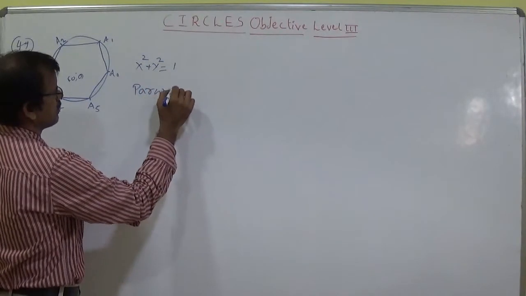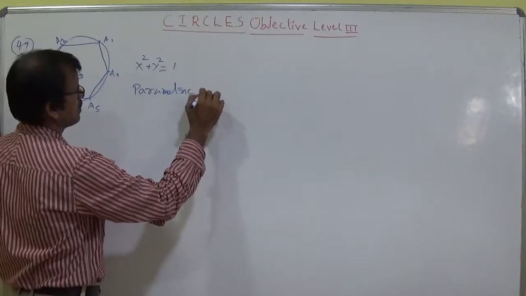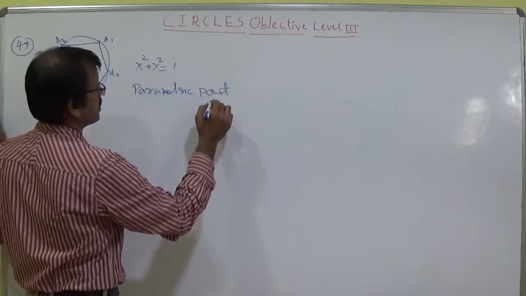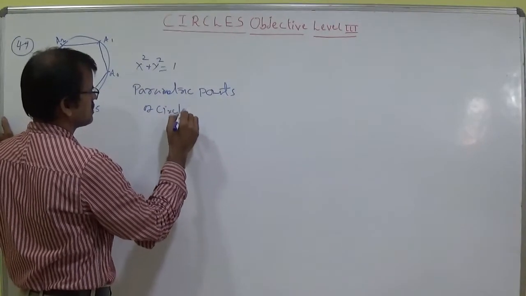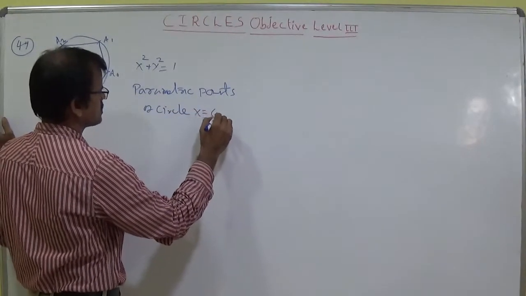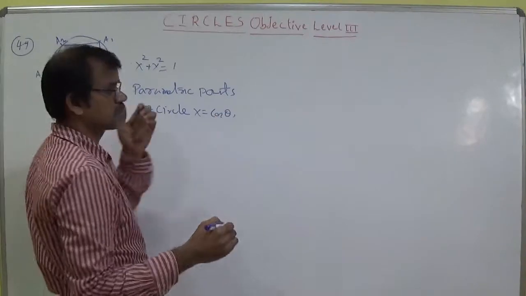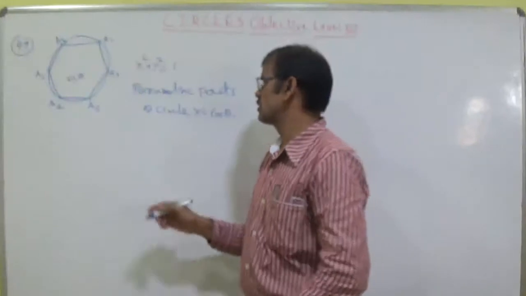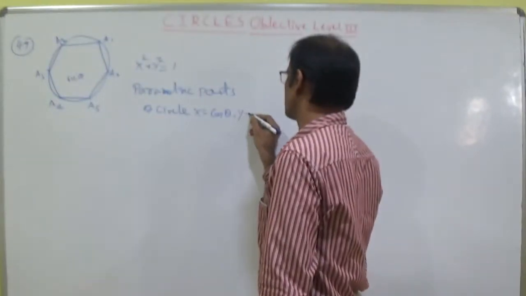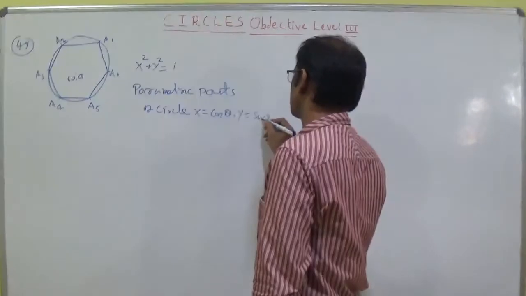Parametric points of this circle. The general notation for x square plus y square equal to r square is x equal to r cos theta and y equal to r sin theta. Here x is equal to cos theta and y is equal to sin theta.